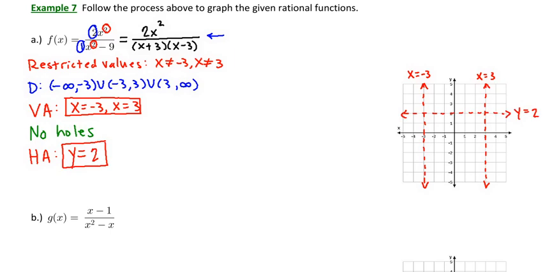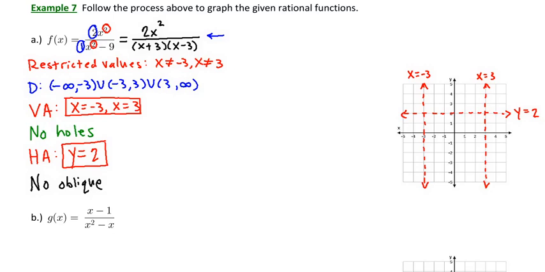Now, because we have equal degrees and an oblique asymptote requires the degree of the numerator to be exactly 1 more than the degree of the denominator, we can observe there are no oblique or no slant asymptotes for this rational function. So the asymptotes have divided our grid up into regions.